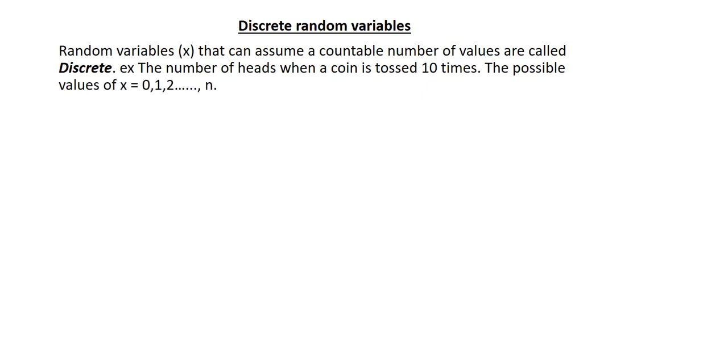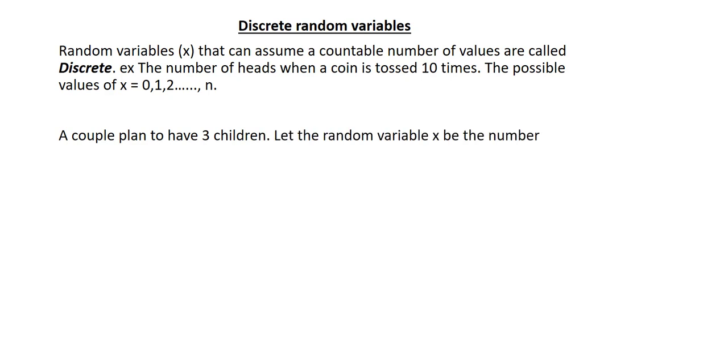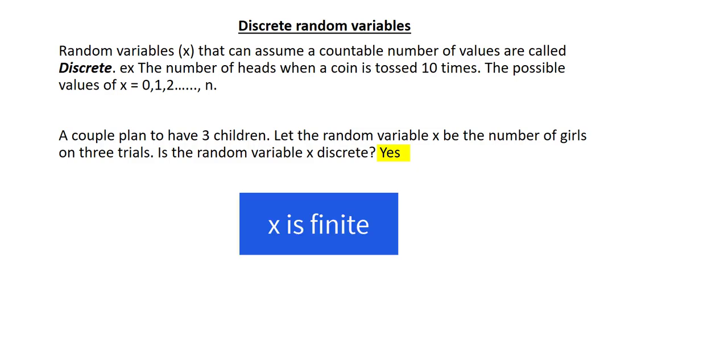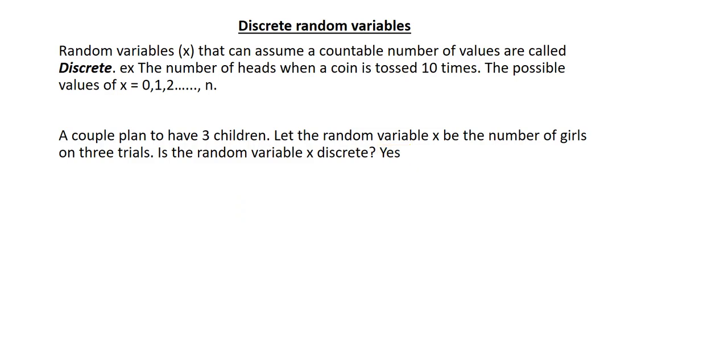In that case, the possible values of my random variable x will be 0, 1, 2, all the way to 10, which is n in this case. Now, we have this question. A couple plan to have 3 children. Let the random variable x be the number of girls on 3 trials. Is the random variable x discrete? In this case, the answer will be yes, because we can count the number of girls.